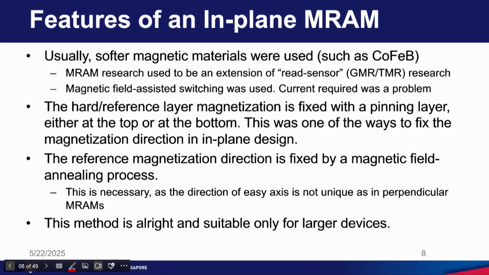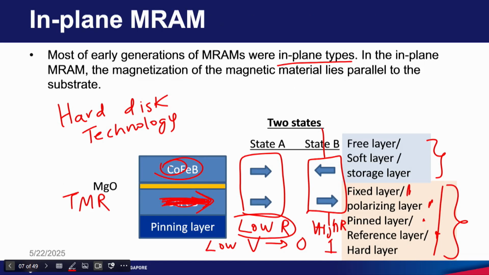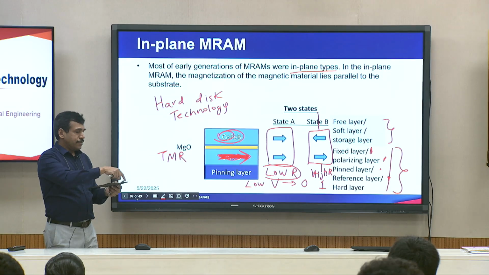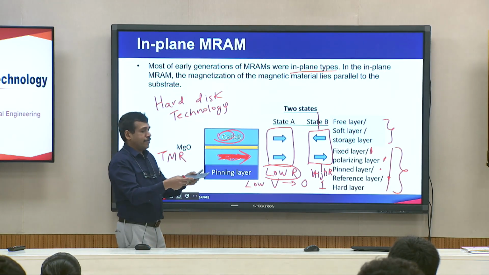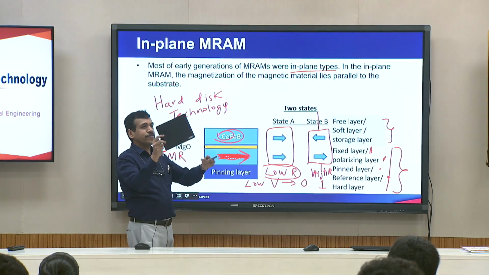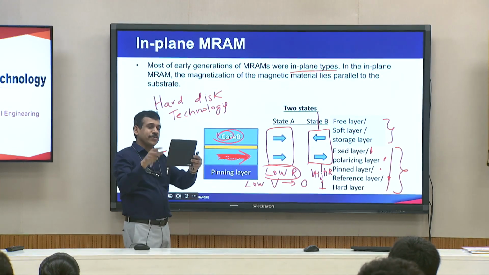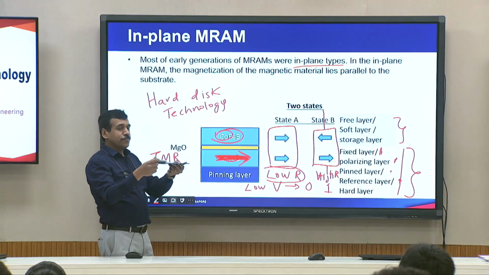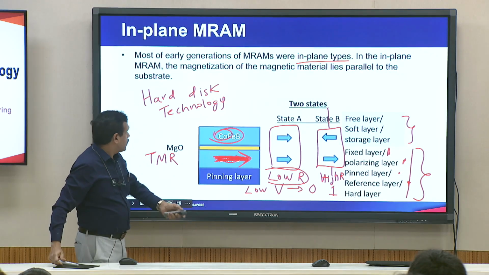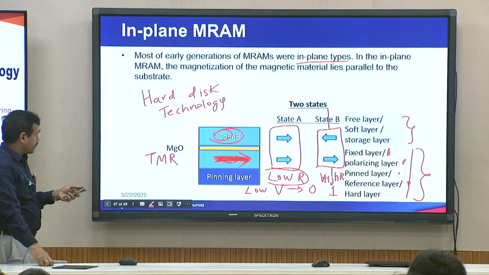Okay, so the key point here is that in plane MRAM, the magnetization is parallel to the wafer. Let us say you have a 12-inch wafer. The wafer will look like this, a circle, 12-inch. The magnetization is parallel to the wafer. So, that is the in plane MRAM.